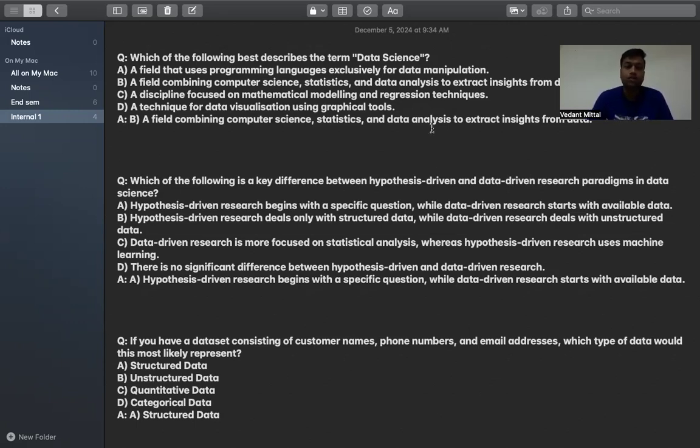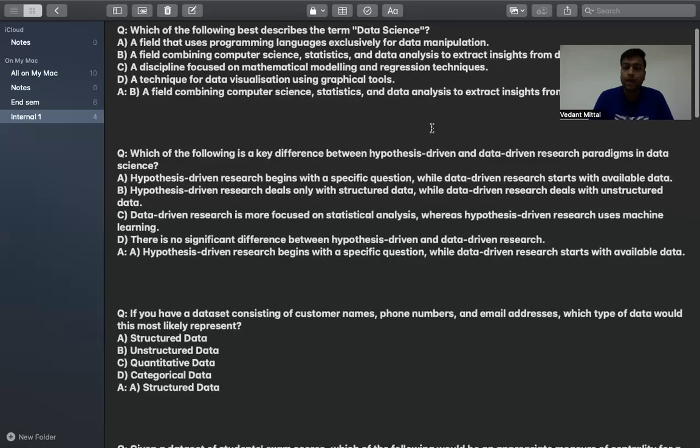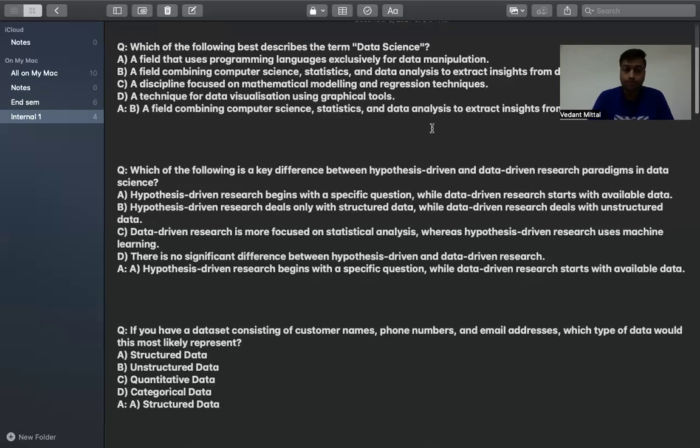The second question is, which of the following is a key difference between hypothesis driven and data driven research paradigms in data science? So the correct option is A, because hypothesis driven begins with a specific question while data driven research starts with available data. Because in hypothesis driven, we have to first make a question, and then according to our question we need the data. While in the data driven, we have the available data. Now we have to make questions according to the available data.